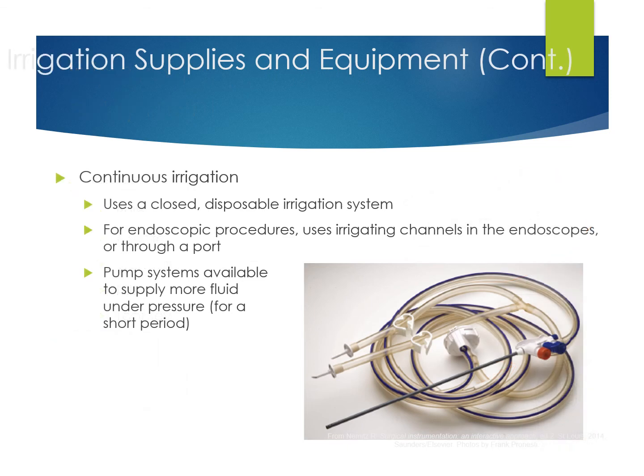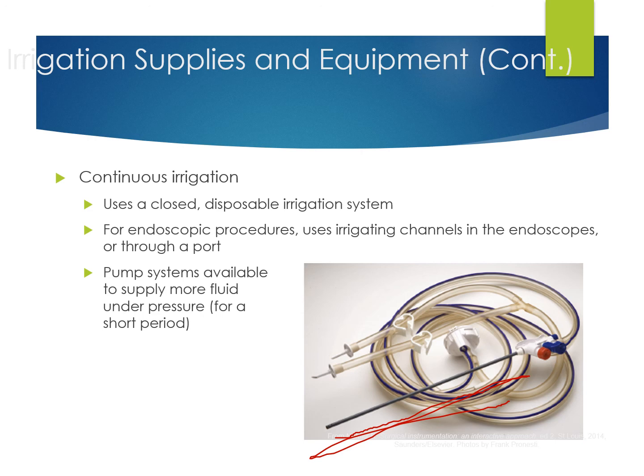On my slide, it's kind of hard to see on this one, but it says irrigation supplies and equipment continue. Continuous irrigation is just a closed disposable system. So it'll have one end that hooks up to a bag of fluid, another end will hook up to a suction machine, and then you will have this portion, this long barrel here.